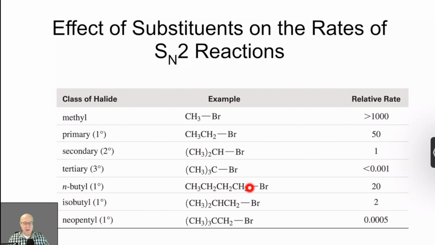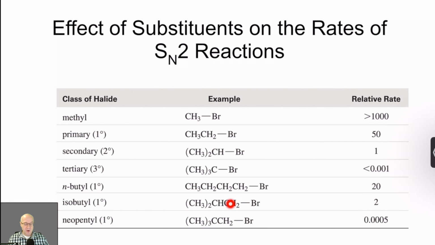Any bulk over here that can block access to this carbon will slow the reaction rate down. So look at the next one down. Here's the carbon that has to be attacked. Notice there's a bunch of bulk out here now. There's branching going on out here, and the reaction rate went down quite a bit, from 50 for a primary all the way down to a 2.